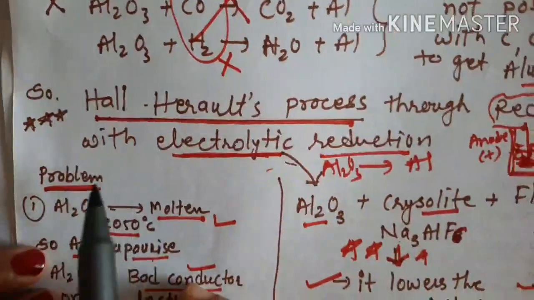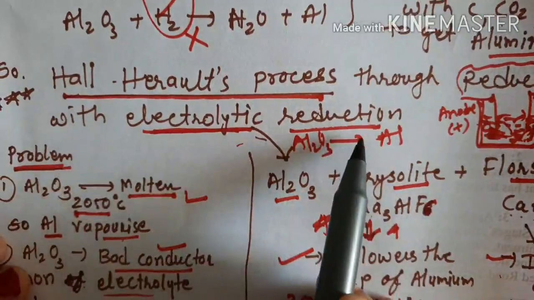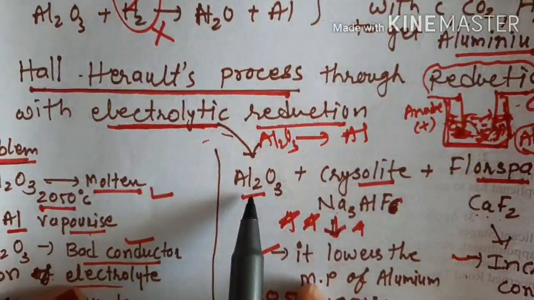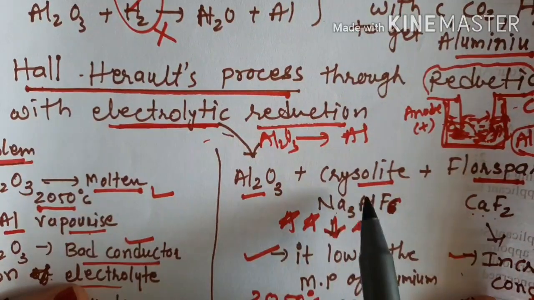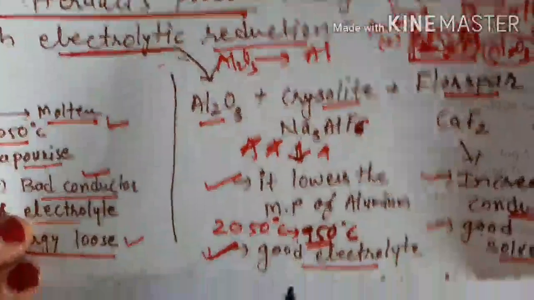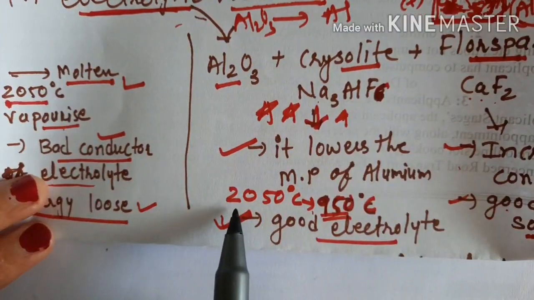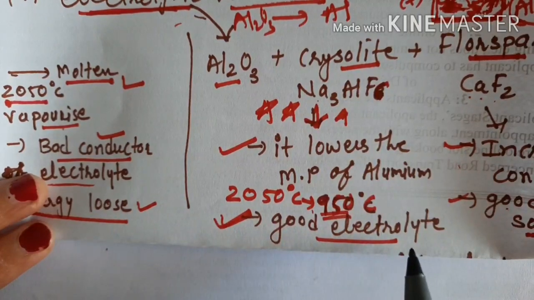Yesterday we completed up to here. We learned what electrolytic reduction is. In the electrolyte, along with the alumina, we have to add cryolite and fluorspar. Why do we add cryolite? Cryolite lowers the melting point from 2050 degrees centigrade to 950 degrees centigrade, and it is also a good electrolyte.